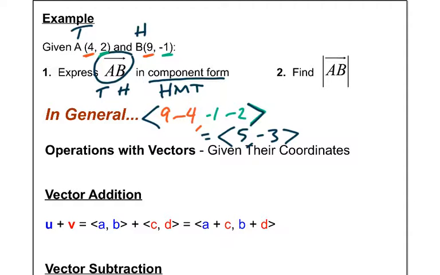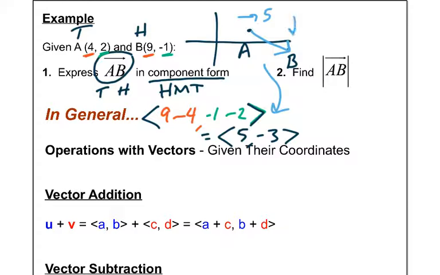And if I drew that on a coordinate plane really quick, if I just estimate 4, 2 is about here, there's A, and 9, -1's over here, that's B. And if I actually drew that vector, that's starting at A and going to B, does it look like overall, did I travel +5 in the x direction and -3 in the y direction? And it does. So we know we're right. Okay, head minus tail component form.